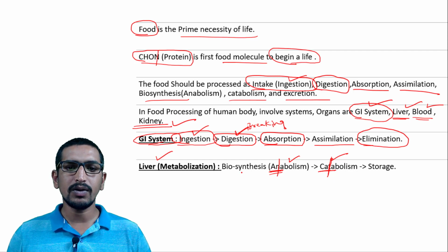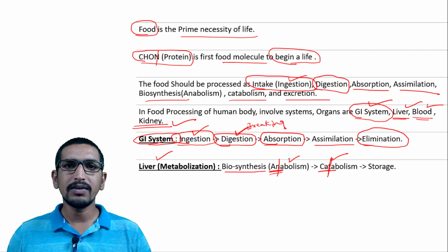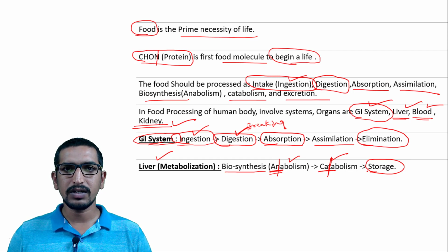That process we call biosynthesis, meaning simple food is added to form complex food. And here, complex food is broken down into simple food. These two processes we call metabolization. After metabolization, some amount of food, especially carbohydrate, is stored in the liver, especially in the form of glycogen. Later in class we will discuss the storage capacity of the liver.